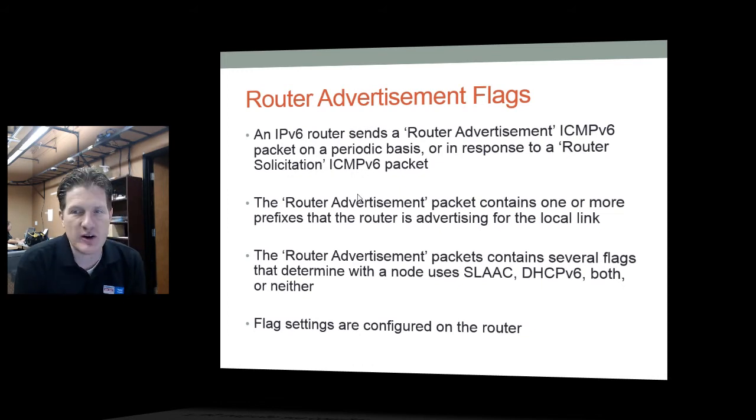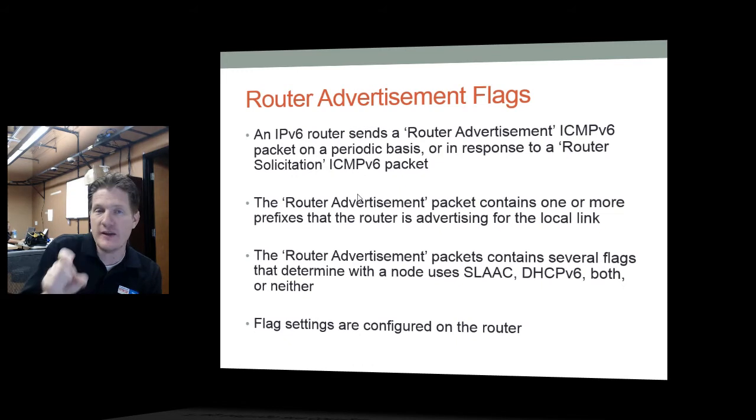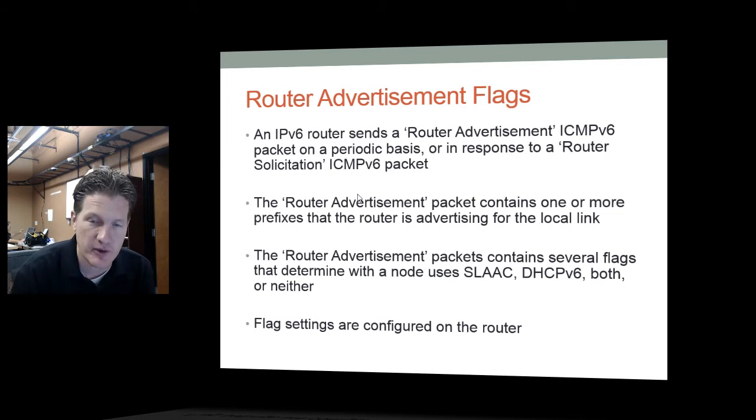An IPv6 router sends a router advertisement in response to a solicitation from a node. The router advertisement contains one or more prefixes that it is using for that local link. The router advertisement also includes flags, and the flag will determine, is this SLAAC, DHCP version 6, both or neither. And the flags are configured on the router. So in your router, you would have to configure what setting you would want to have: either SLAAC, DHCP version 6, both, or neither.